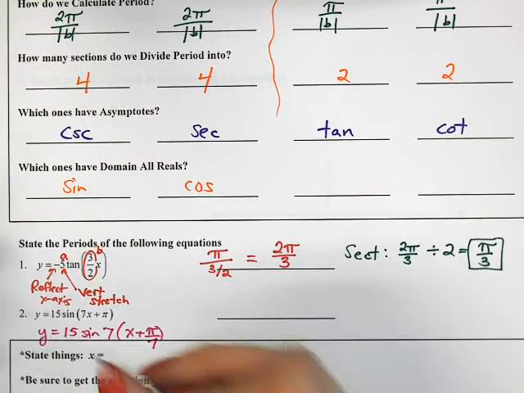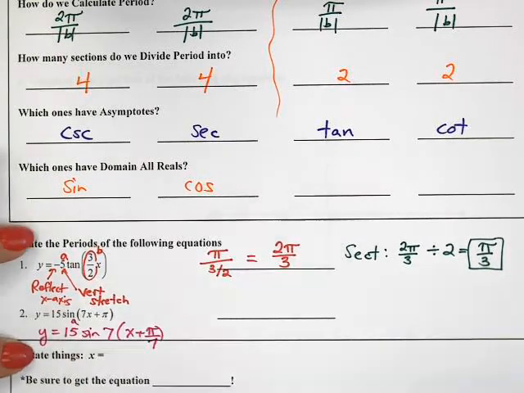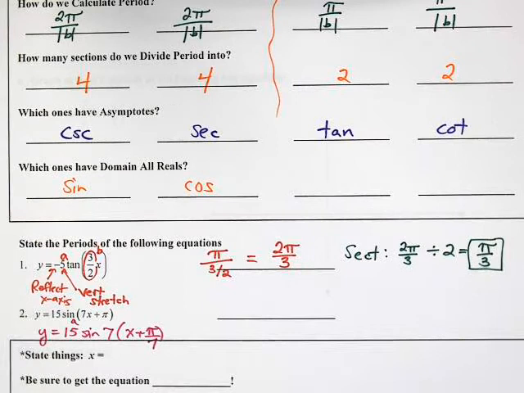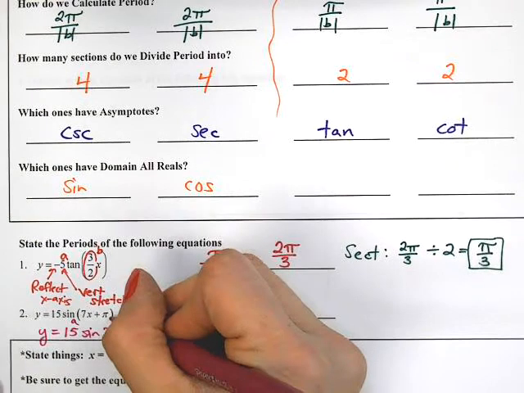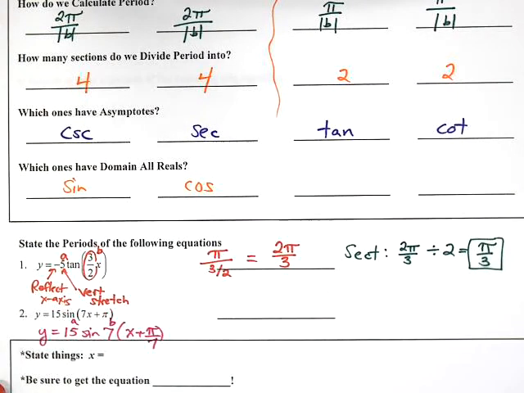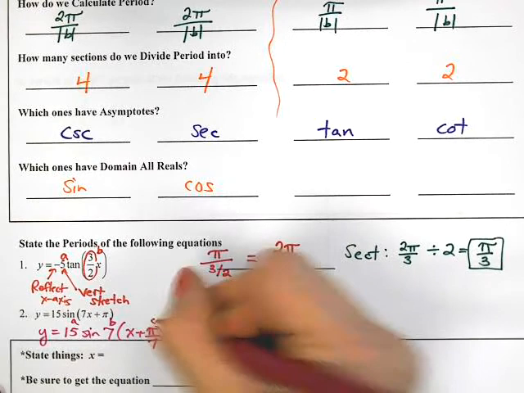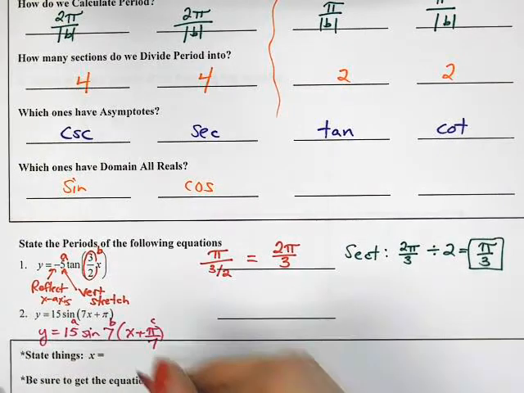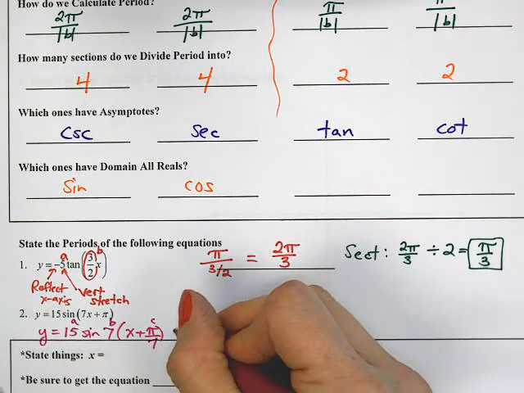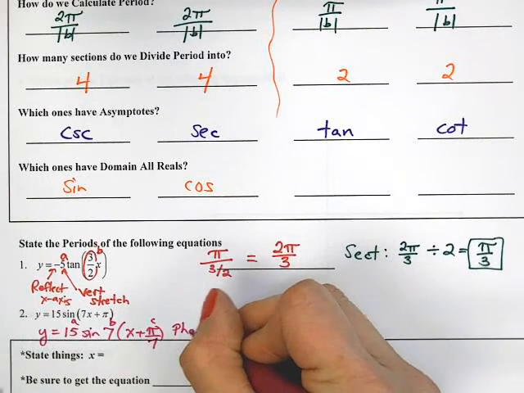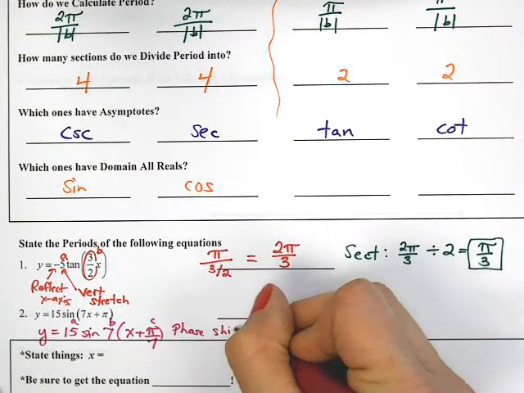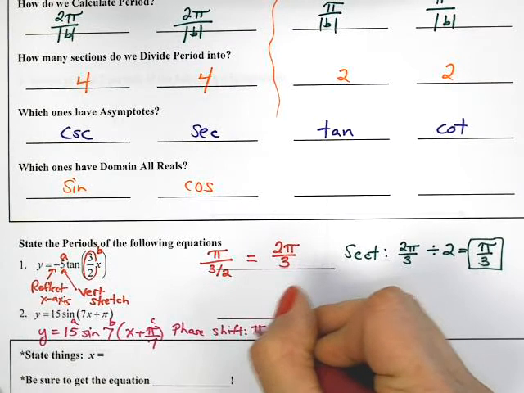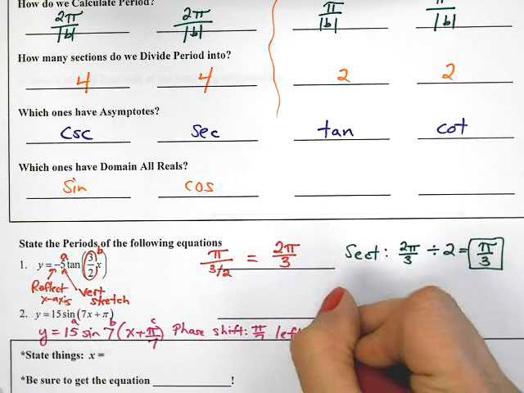Okay. So the A number is 15, and that's the amplitude. The B number right there is the period, and that's the one that I'm going to want. And C would be a shift. It would be shifting to the left. And I'm going to put a phase shift of pi over 7 to the left. That's what that was called.